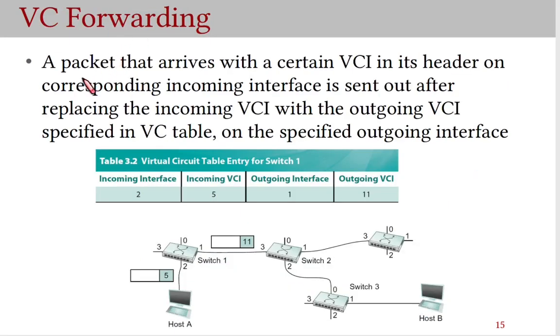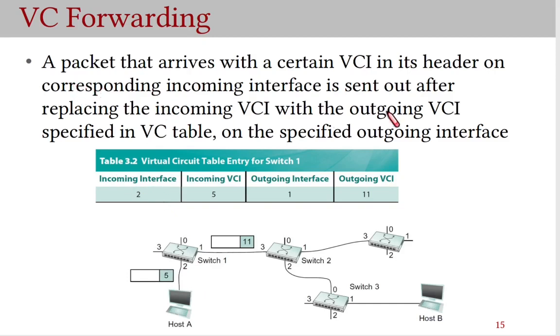As we discussed, this summarizes virtual circuit forwarding. A packet arrives with a certain virtual circuit identifier in its header. In this example, the identifier was 5, and this packet was arriving at incoming interface 2.